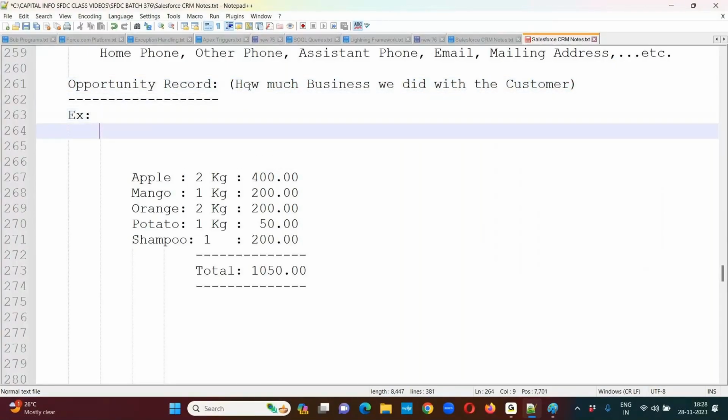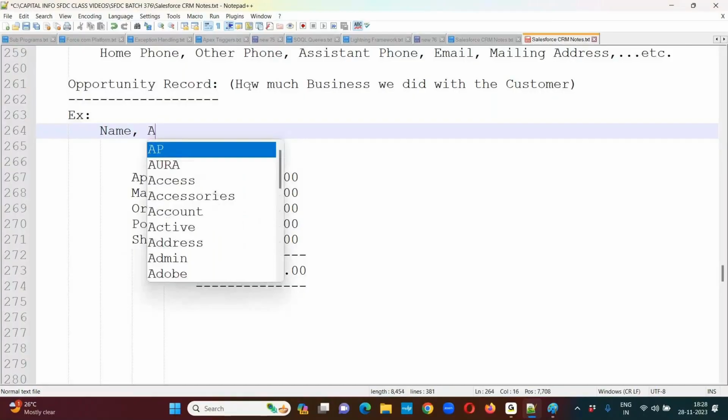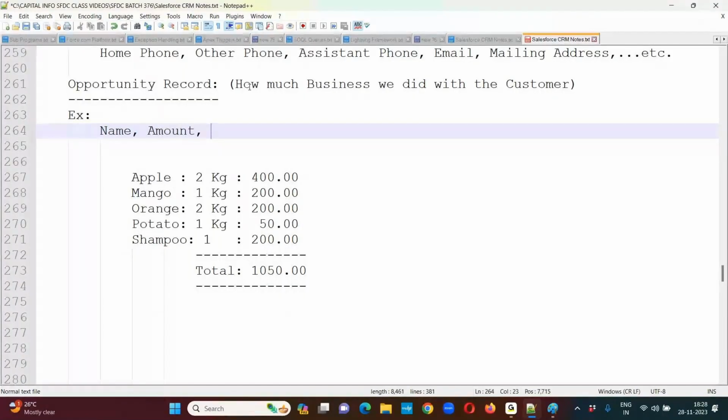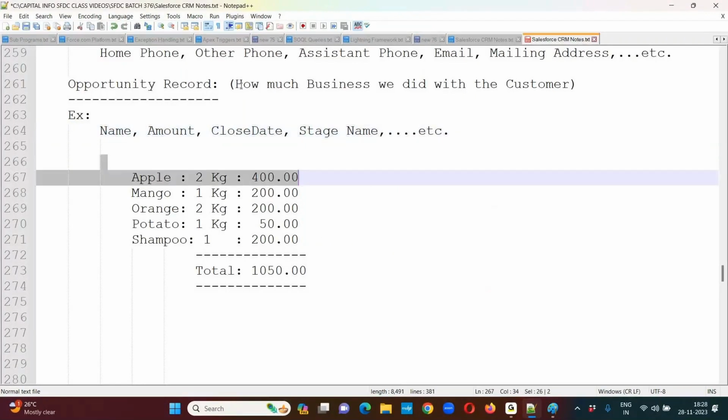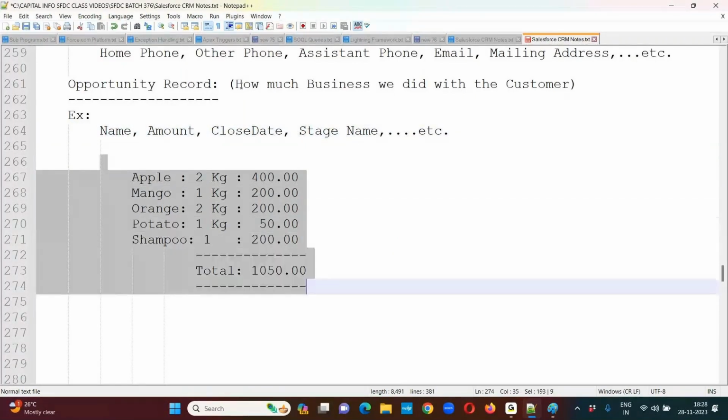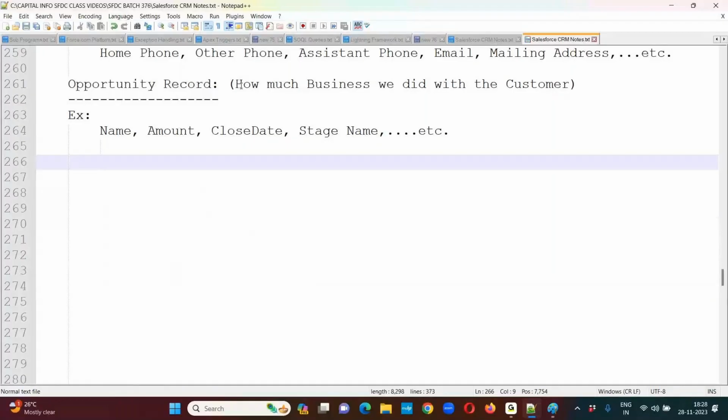So in this case, the opportunity record contains details like the name of the opportunity and the amount, how much revenue we have generated from the customer here, and then the close date and quantity. That means on what date we have generated the revenue, and the stage name. All these details will be available inside this opportunity record here.